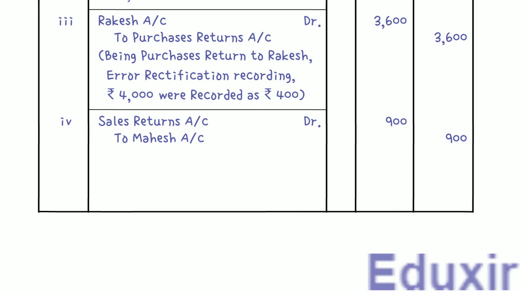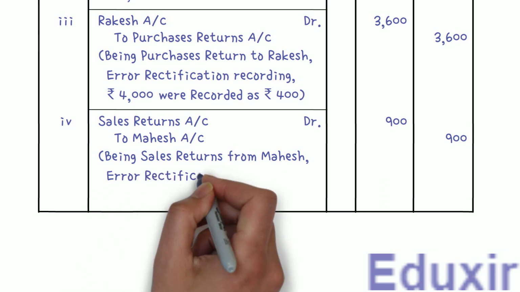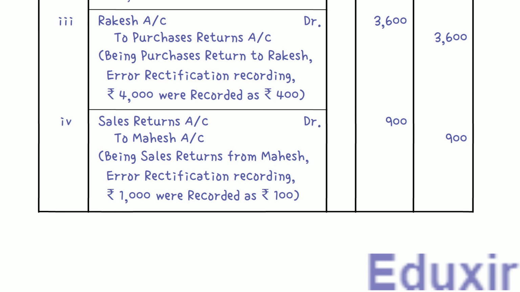Let us write the narration or description of this transaction as sales returns from Mahesh, error rectification recording 1000 rupees were recorded as 100 rupees. With that, we have completed the generalizing of these error rectification entries. In fact, we have completed the generalizing of all the error rectification entries, and that is the end of this solution.